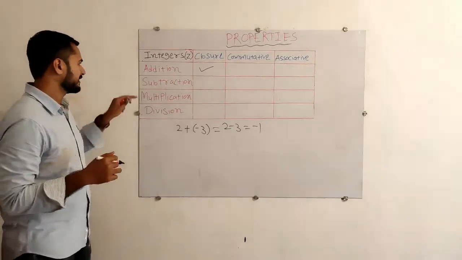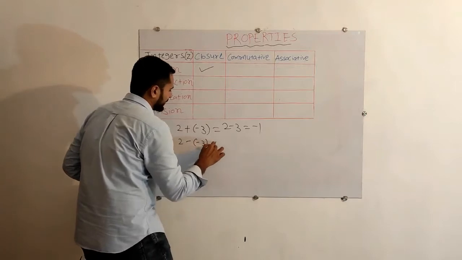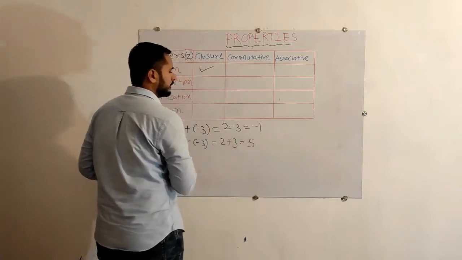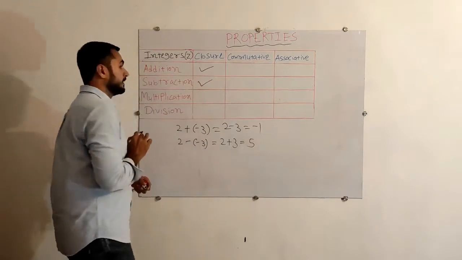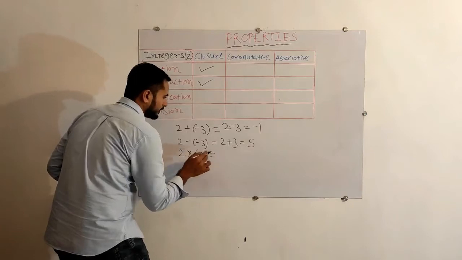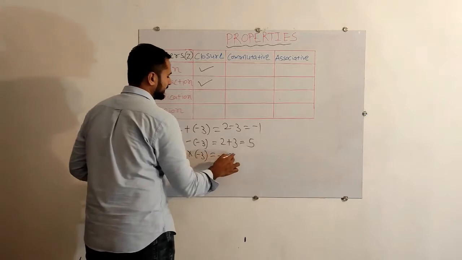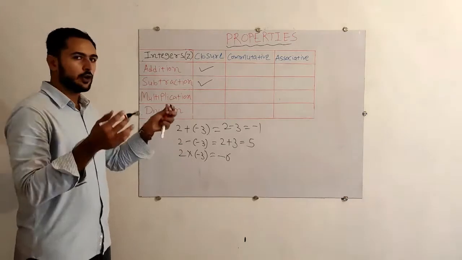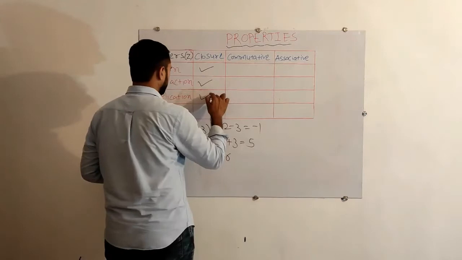Now let's check for subtraction. So 2 minus minus 3, again this is minus minus plus, so 2 plus 3, that is 5. So 5 is also an integer, it means yes. Now for multiplication, 2 multiplied by minus 3, 2 3s are 6, plus minus, minus 6. Okay, is minus 6 an integer or not? Yes, of course, because all the negatives, all the positives, and 0 are known as integers. So yes, it is.